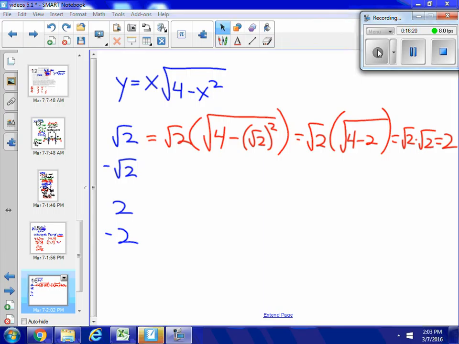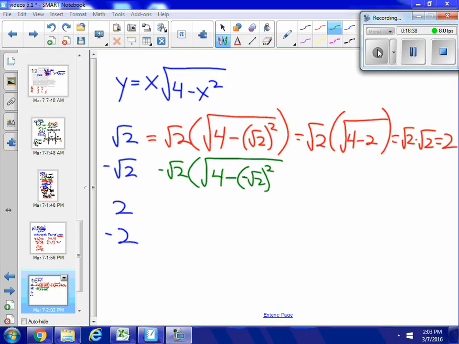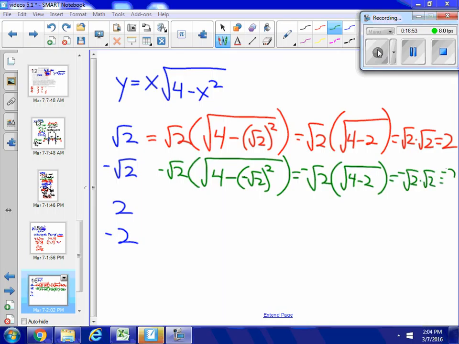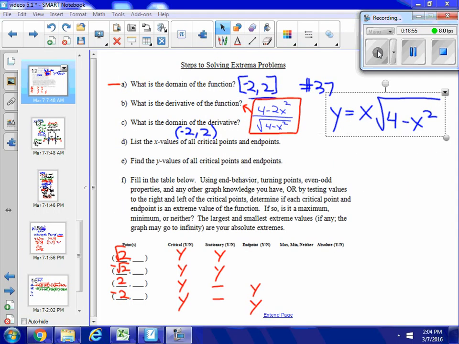And that's going to be pretty much the same for negative radical 2, because the only thing that I'm changing, well, no, I take that back. It's going to be negative 2. So I would have negative radical 2 times the square root of 4 minus negative radical 2 squared, which is equal to negative radical 2 times the square root of 4 minus 2, which is equal to negative radical 2 times radical 2, which is equal to negative 2. So I found a couple of my y values. This is 2, and this is negative 2.